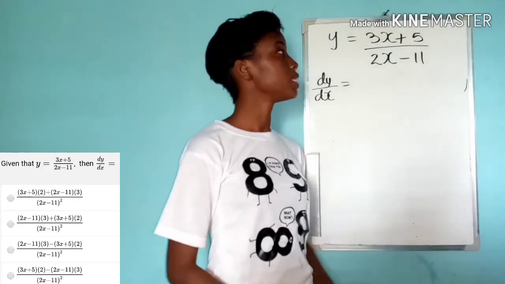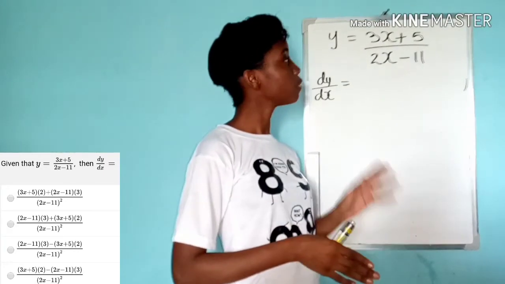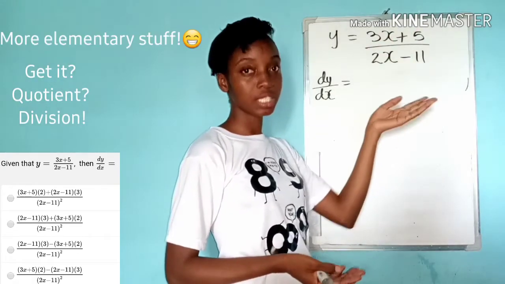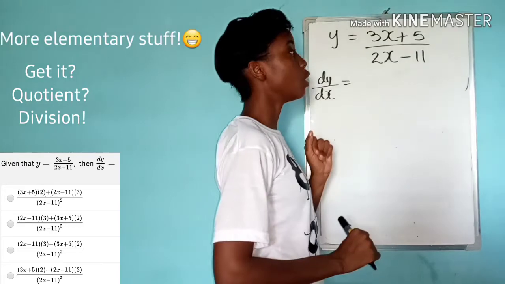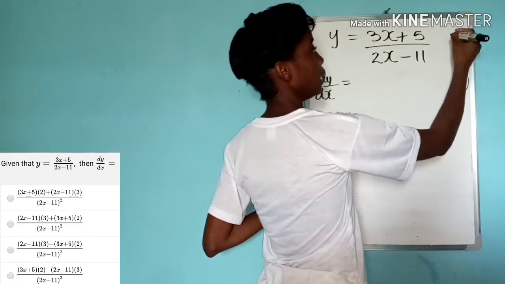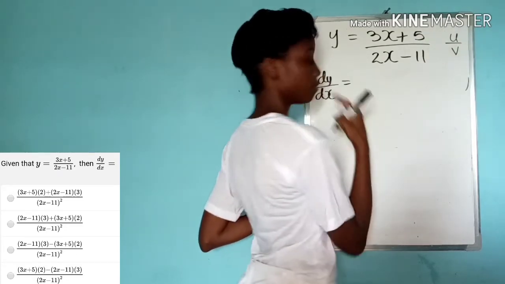Our next question is pretty easy. Now, all you need to know for this one is a rule, and it is called the quotient rule. As you can see, we have division. Now, let's name our numerator and denominator. Let's say u is our numerator and our denominator v.